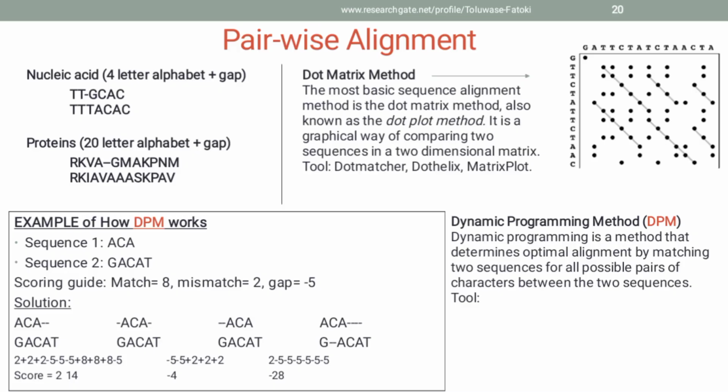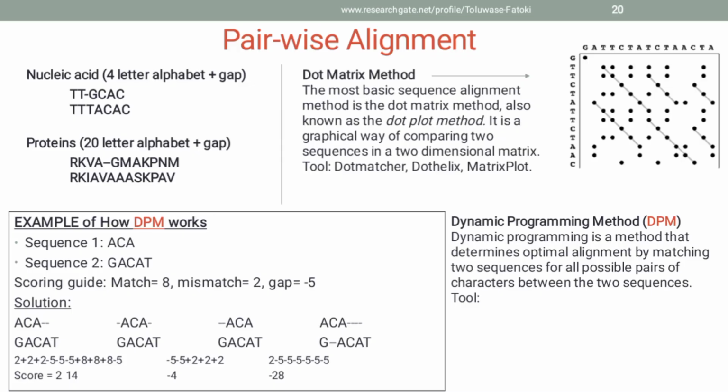So the example is indicated on this particular slide. Let's say you have sequence 1, ACA, then sequence 2, GACAT. This sequence could mean DNA, or it could mean protein, because the ACA there could be adenine or cytidine, while it could also be alanine, cysteine, or threonine. Either way, these are just a sample of a sequence that we want to align.